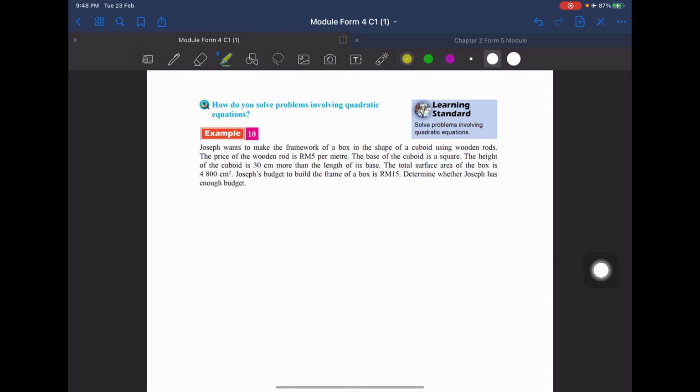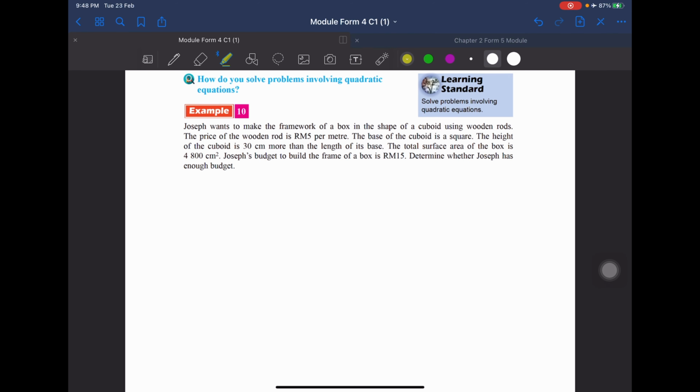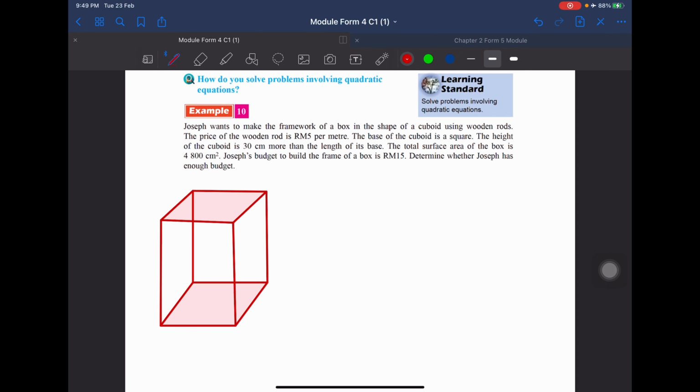Apa bentuk dia? Cuboid. Cuboid dengan tapak square. So kita cuba lakarkan dulu. So the base is square kan, so each side is x. And the height is 30 centimeter more than the base, so x plus 30. So basically this is our framework of the box.